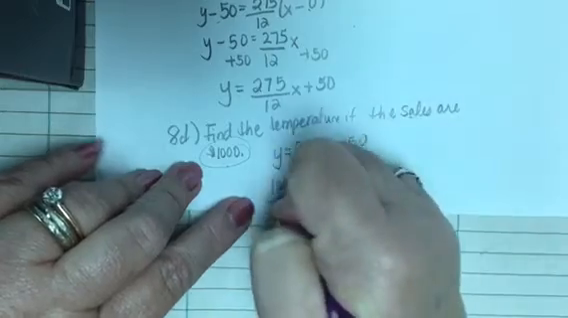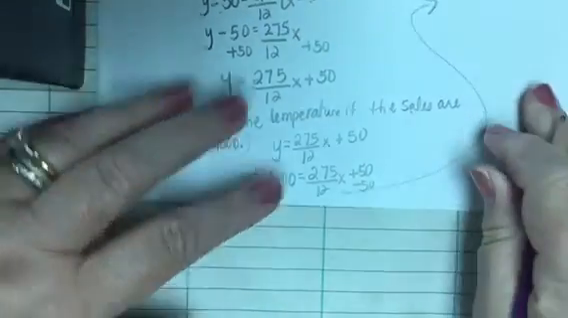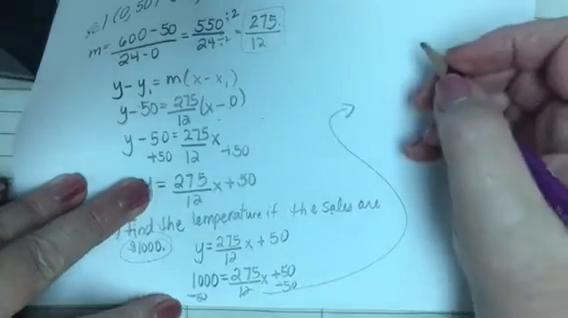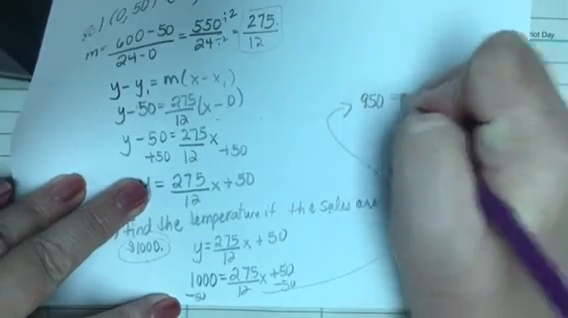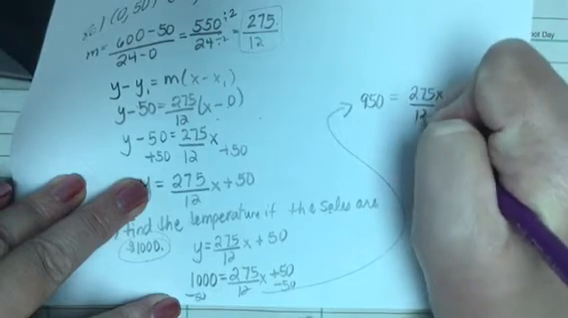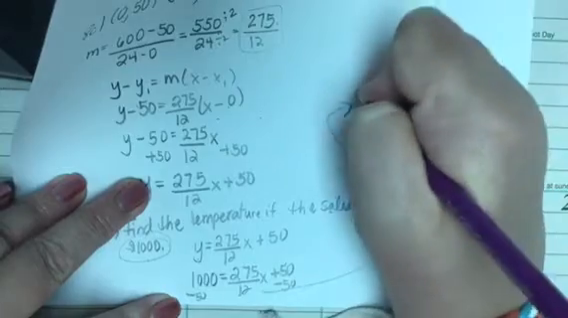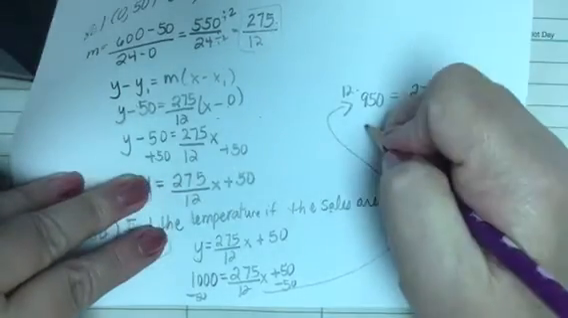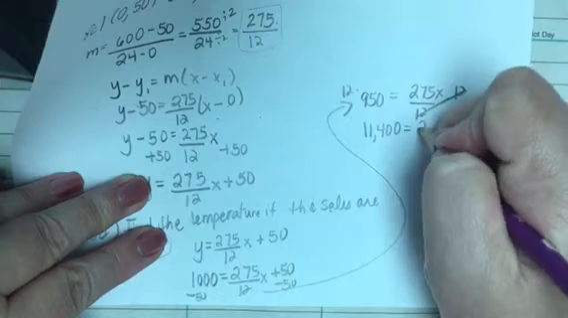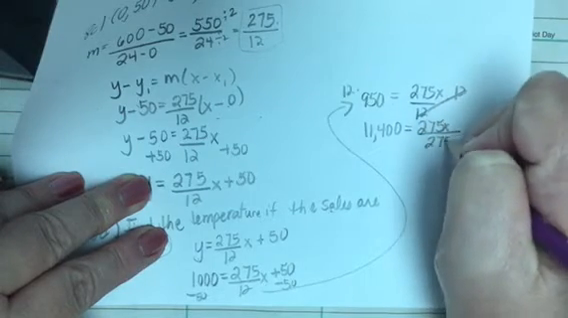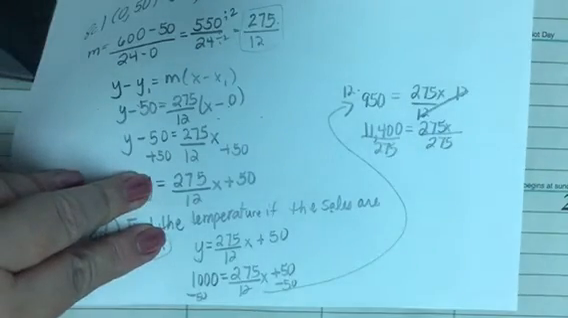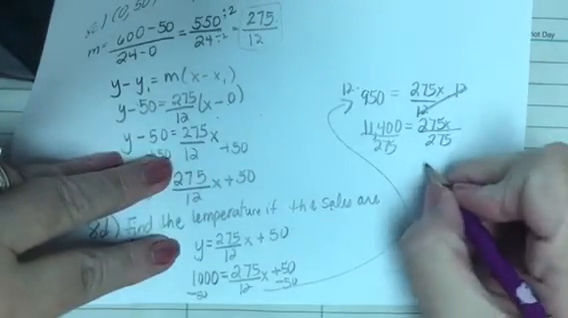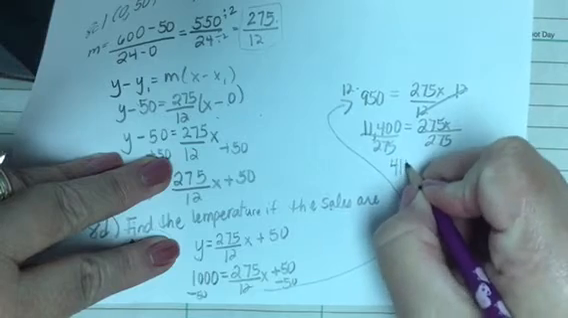First I'll subtract 50. I would have 950 equals 275x divided by 12. I'm going to multiply by 12 next to get that out of the way. So 950 times 12 is 11,400. Divide by 275. And I get 41.45. And I'll just round to that.